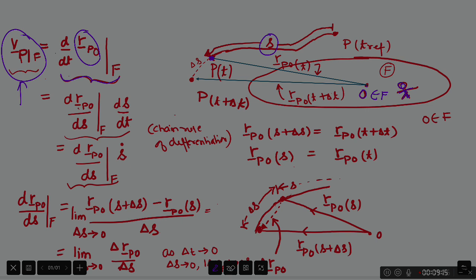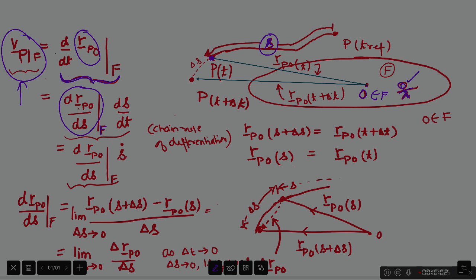Now what we are going to do is apply the chain rule of differentiation and write this derivative as the product of two derivatives. The first derivative is of the position vector with respect to s, where s is the native coordinate of the path coordinate system. This derivative is still with respect to F, meaning it is the rate of change of the vector RPO with s as observed by our observer fixed to F.